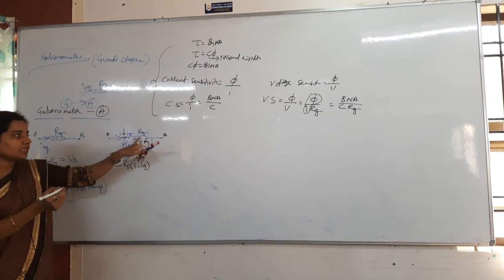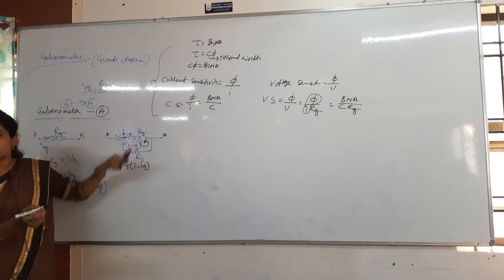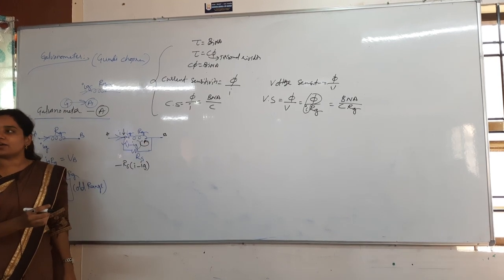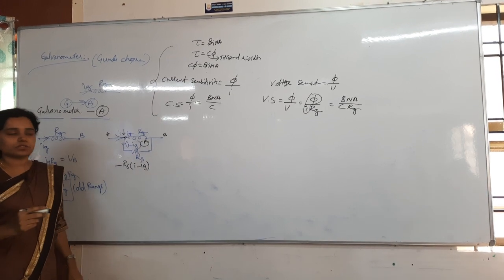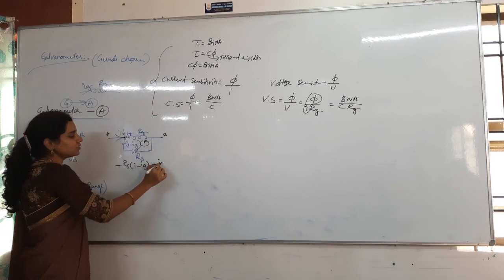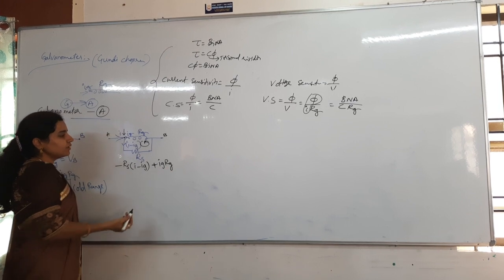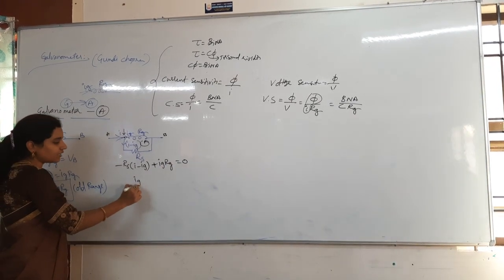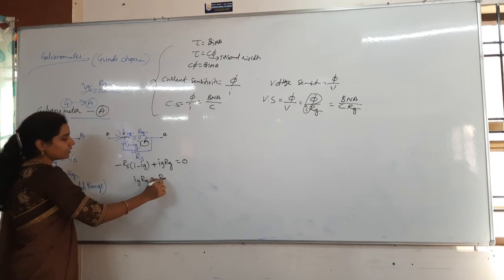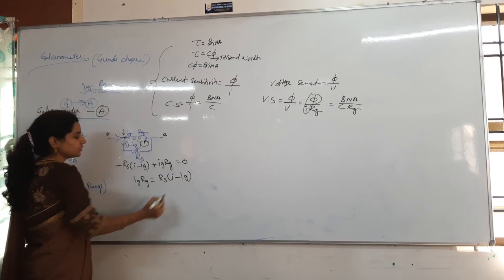Now in that, how much current is flowing? Ig current is flowing. So that is what you have to take. Plus or minus? Plus. I am going in this way, and the current is coming opposite to me. So I can say plus Ig into Rg equals how much here? Zero, obviously. Then Ig Rg equals what I can write? Rs into (I minus Ig).